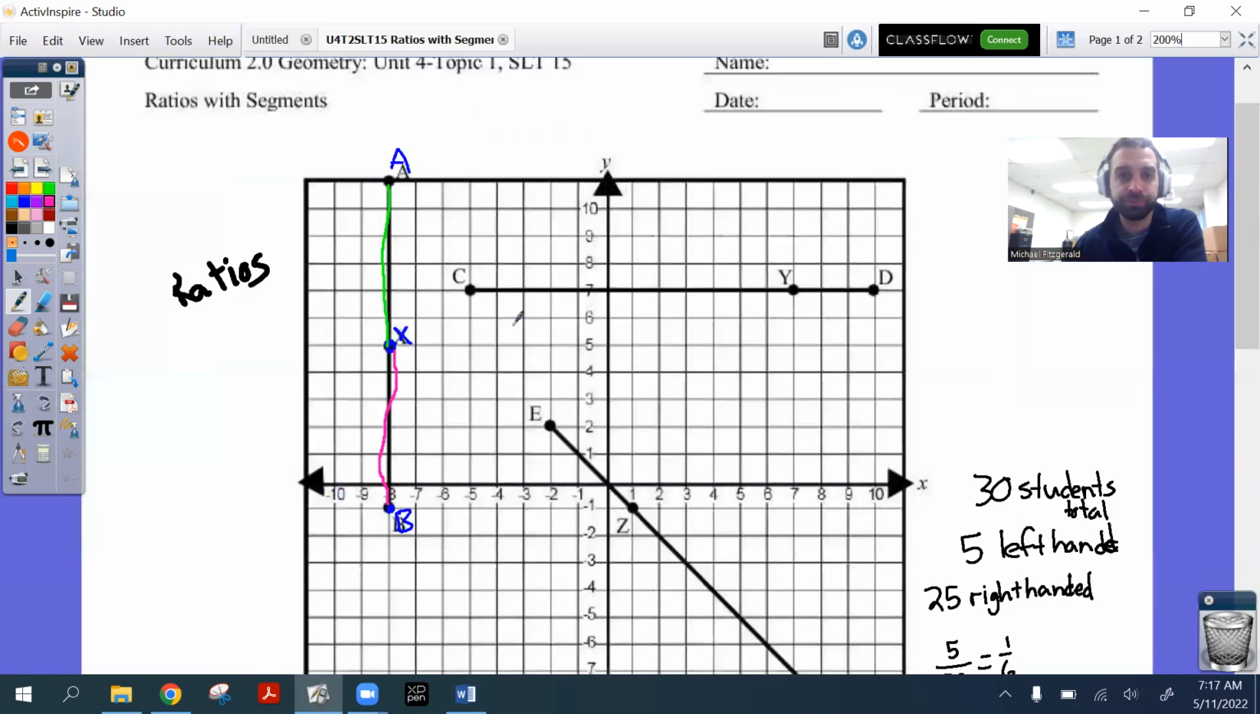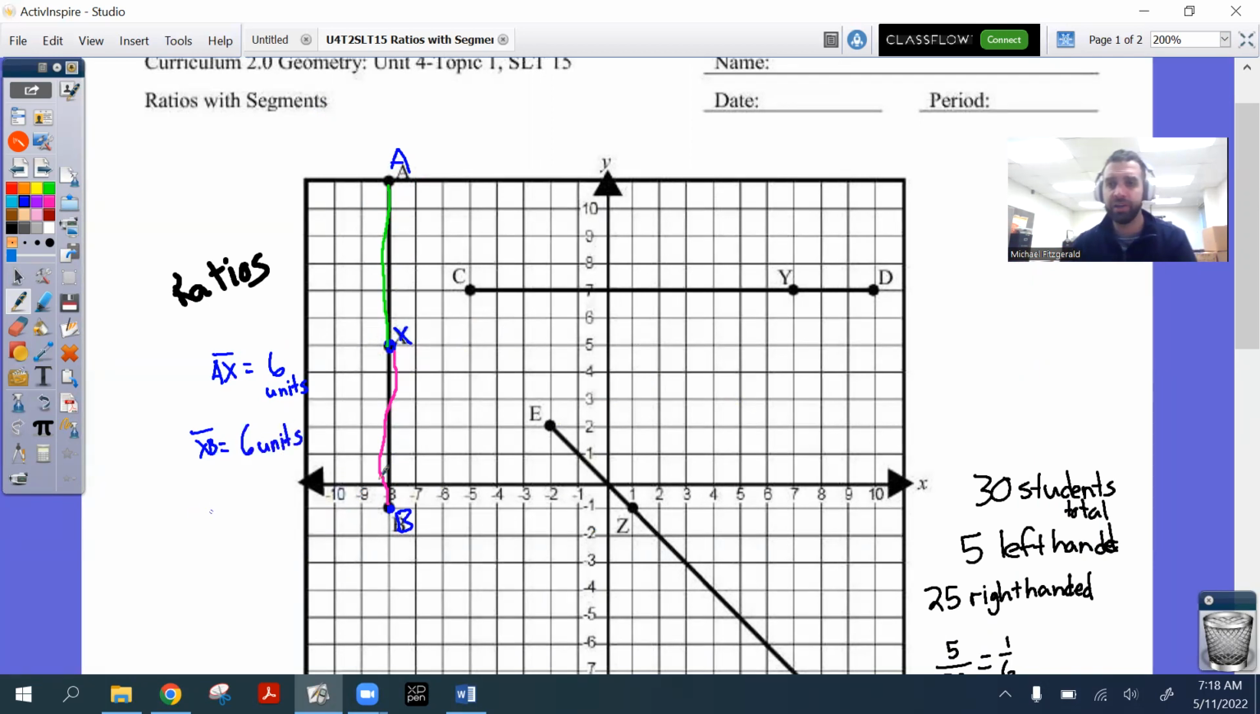So let's do that. Let's see. So AX, let me go back to blue here. AX is equal to, let's see, 1, 2, 3, 4, 5, 6. Let's say 6 units. This is a distance measurement, so it's not units squared or units cubed or anything like that. It's just the distance units. XB equals, let's count that. 1, 2, 3, 4, 5, 6. Okay, it's also 6 units.